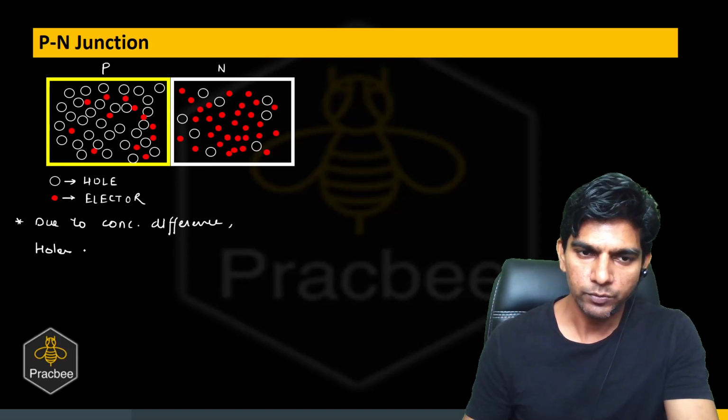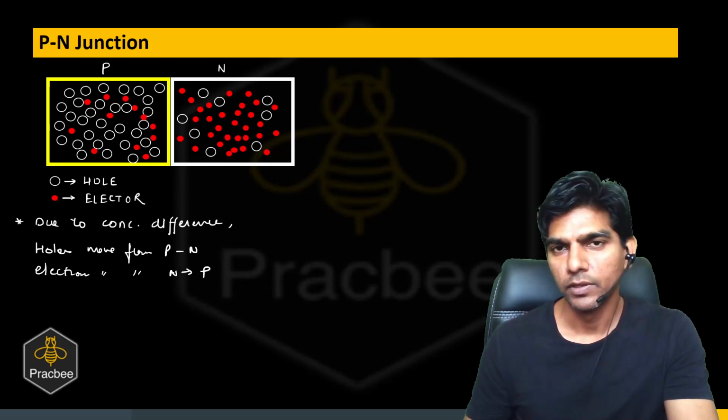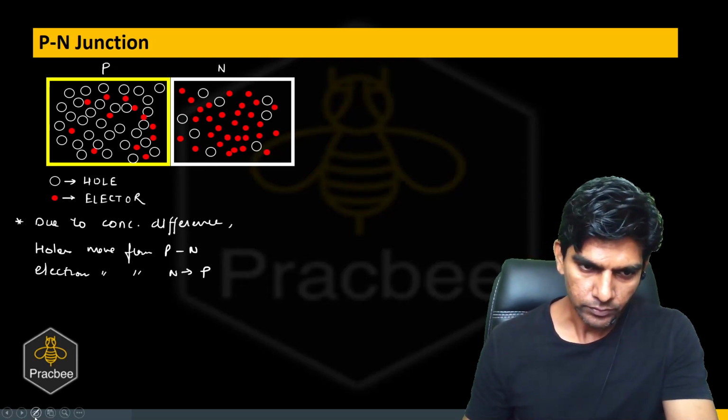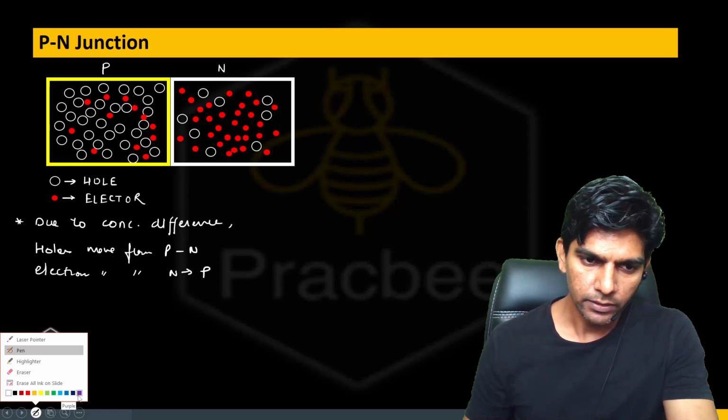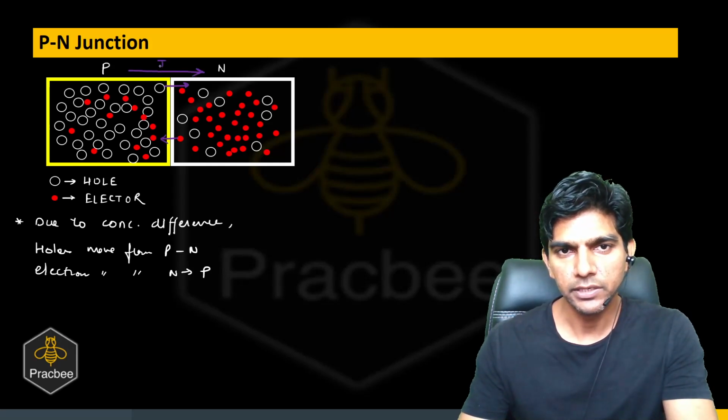Holes move from P to N, and electrons move from N to P, right? So that will happen, and due to this there will be a current. Holes are moving from left to right, electrons are moving from right to left. Can you see there is a current from the P to N side? Let's say this current is I1.